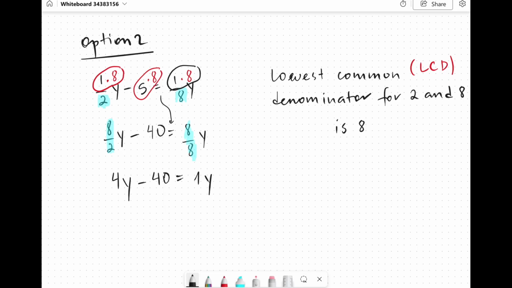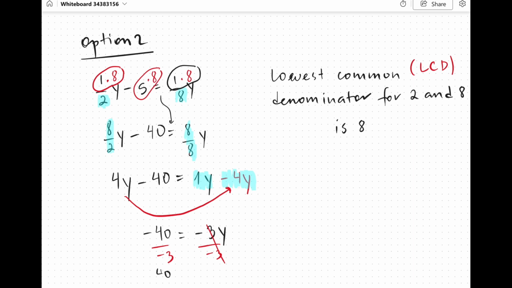You see, we were able to remove all of the fractions, and now we're going to go through the steps of solving this equation. So you're going to take 4y, move it here, make it negative 4y, which leaves you with negative 40 equals, and positive 1 and negative 4 is a negative 3 with the y. Now we divide both sides by negative 3, which cancels the negative 3's next to the y and leaves you with positive 40 over 3 equals y.